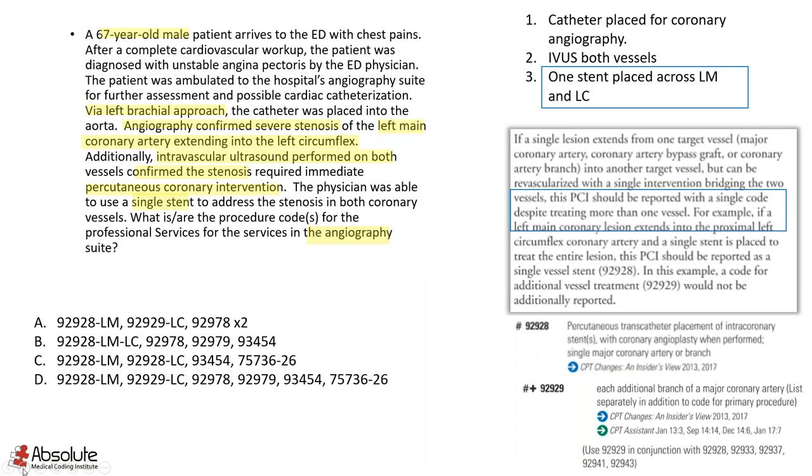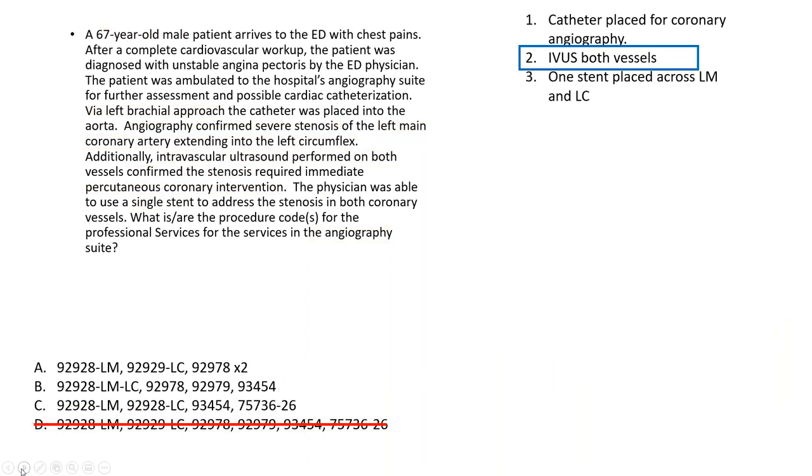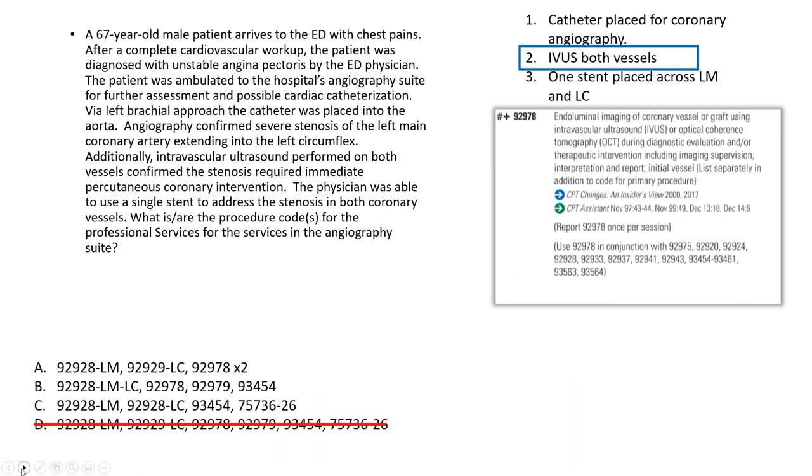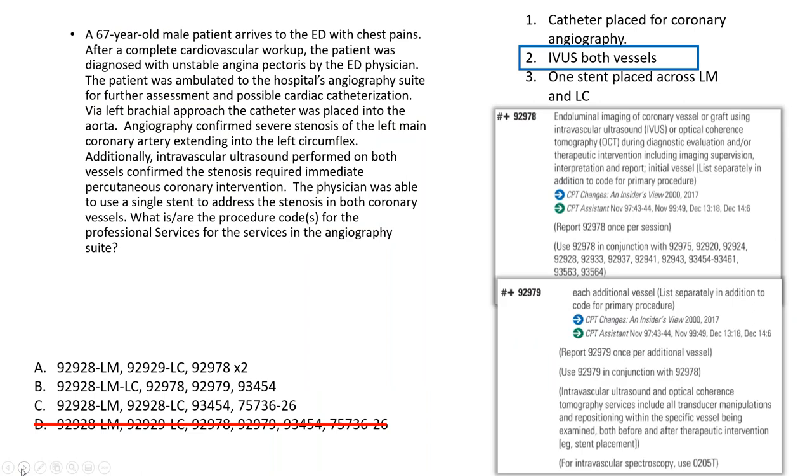Okay, so now we have to look at 92929 because that's an answer in D. Again, that codes for stents into an additional branch of a major coronary artery vessel, but our guideline told us we're only going to code for one stent, correct? So we can eliminate the answers that have the 92929 in them. We could actually eliminate C too, but we're going to look at the IVUS codes, 92928.